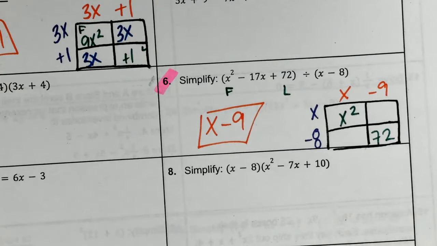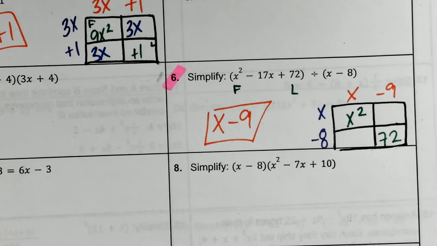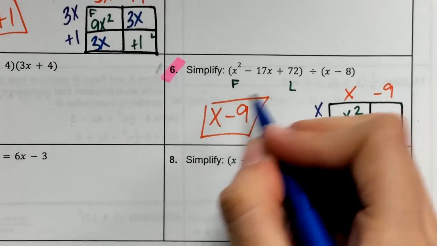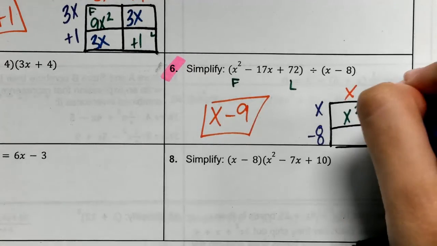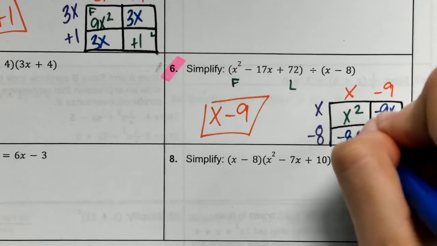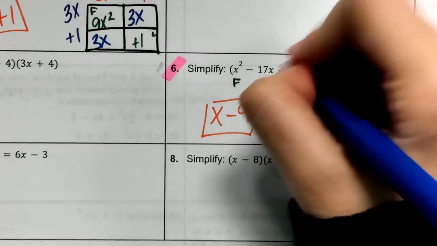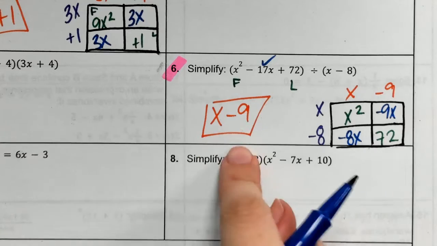But let's say you didn't know if this is right. Well, lucky for you, these type of problems have a self-built self-checker. So let's finish our box and see if we can get this negative 17 middle term. Negative 9 times x is negative 9x. Negative 8 times x is negative 8x. Negative 8x plus negative 9x is indeed negative 17x, which means you did it correctly and you can be confident that this is your answer.